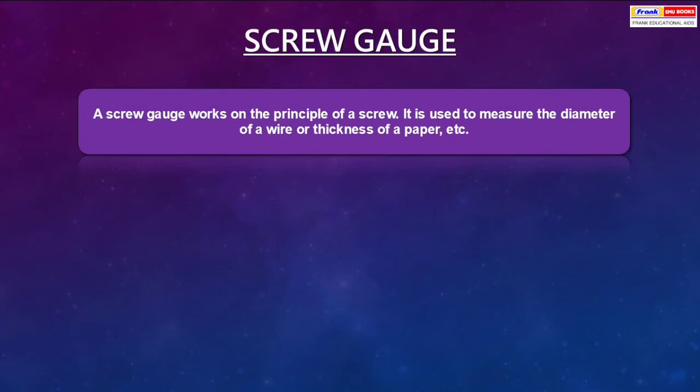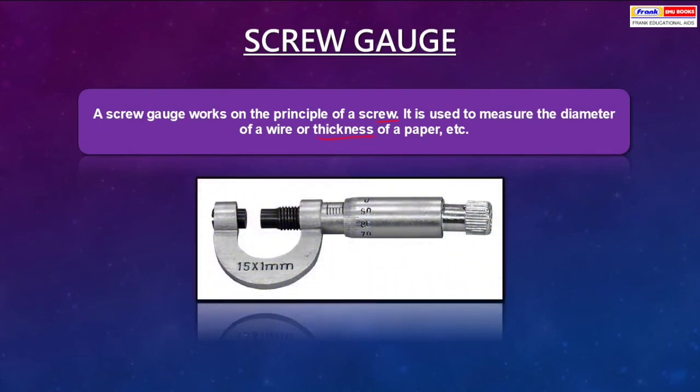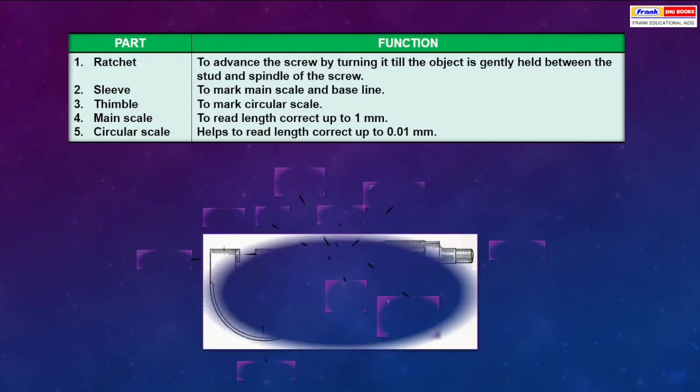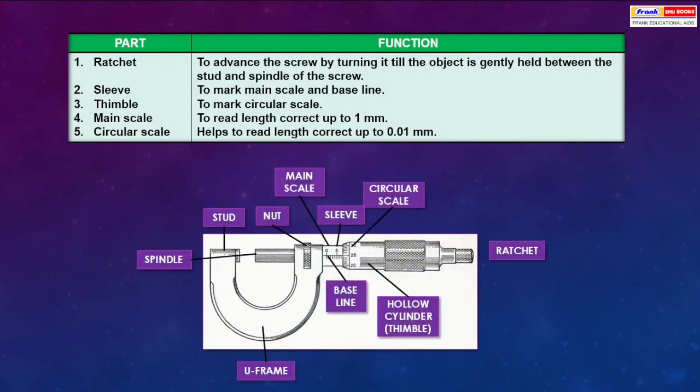Apart from the vernier caliper, we have another device which is the screw gauge. The screw gauge works on the principle of a screw. It is used to measure the diameter of a wire or the thickness of a paper, etc. Here you can see the image of the screw gauge and the function of each and every part of the screw gauge. Here you can see the labeled diagram. First is the ratchet. This is the ratchet. It is used to advance the screw by turning it till the object is gently held between the stud and the spindle of the screw.